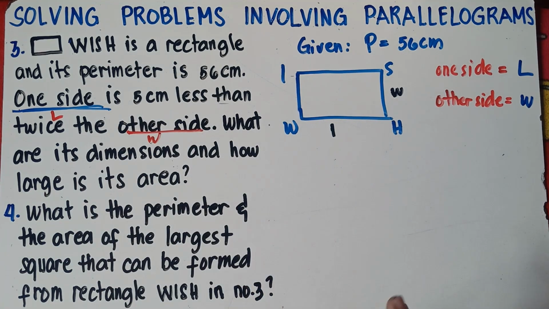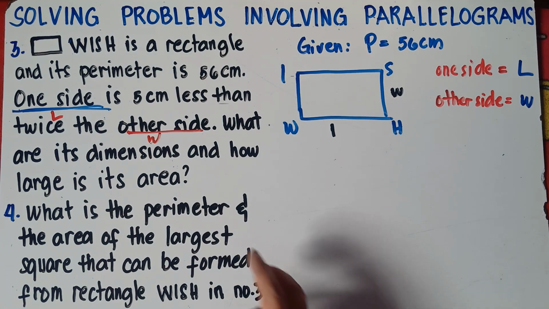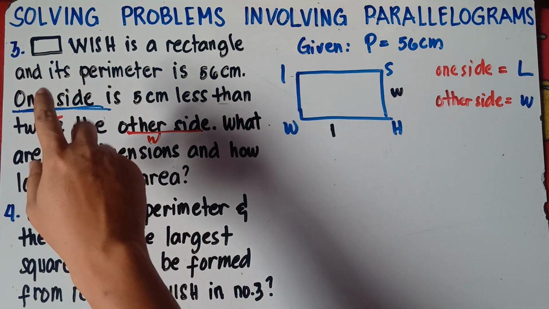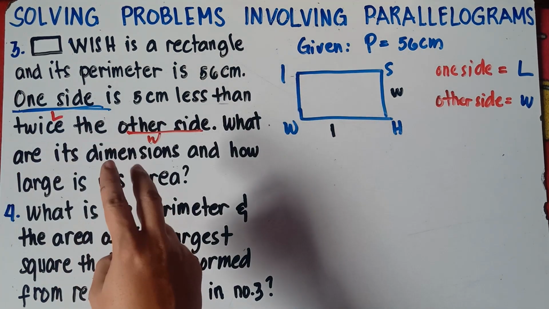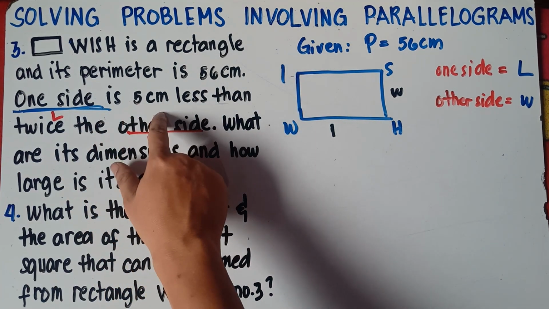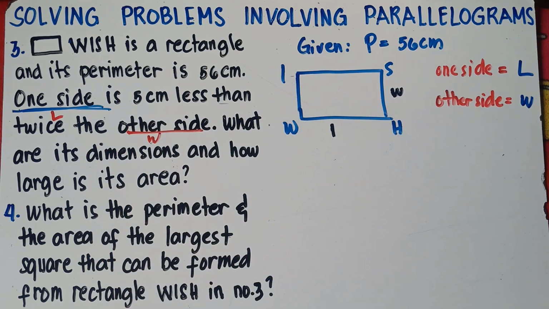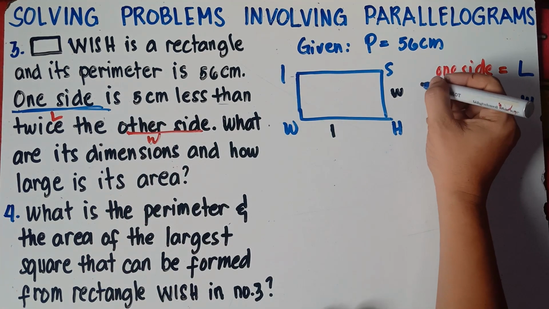We don't have the idea of what is our width, because it says the other side. But if we assume that this one side is our length, we have the idea for the length that it is 5 less than twice the width. So therefore, this width will be your x value.